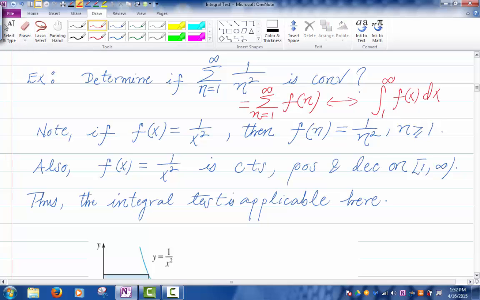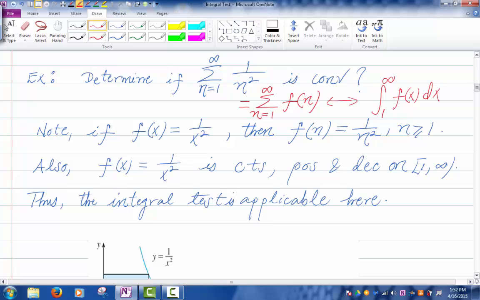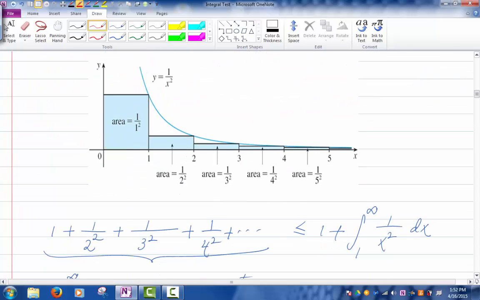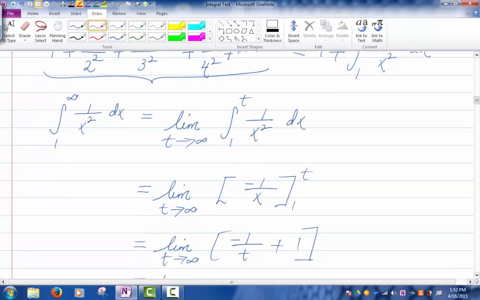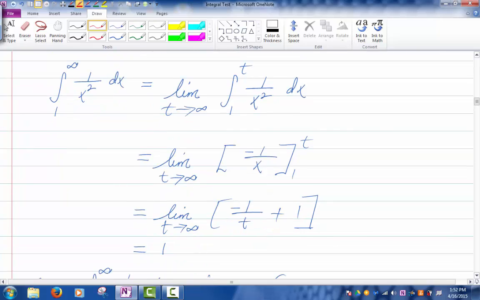So if this integral is convergent, then the series will be convergent. If the integral is divergent, then the series is divergent as well. So basically, then I have to come up with whether the integral is convergent or divergent. If I know that, I know whether the series is convergent or divergent. So let's see. Let me go there in a second. I'll show you the picture in a second.